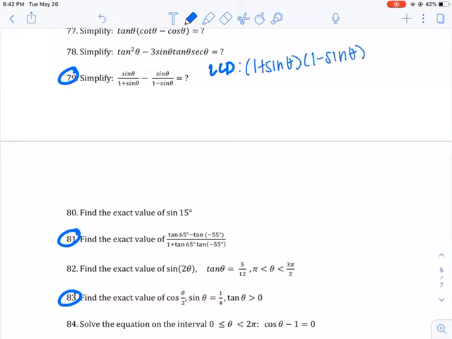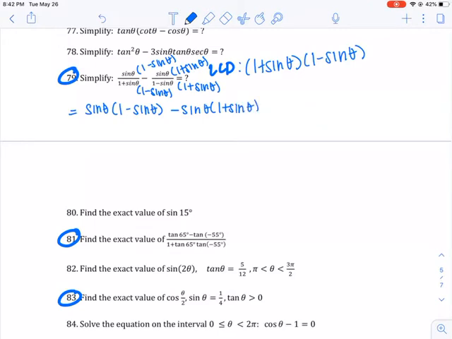Okay, so this first fraction, you're going to include a 1 minus sine theta multiplied by the numerator and the denominator. Second one, 1 plus sine theta, 1 plus sine theta. Okay, so now let's put them together. So you have sine times 1 minus sine theta minus sine times 1 plus sine theta. Denominator is 1 minus sine theta times 1 plus sine theta.